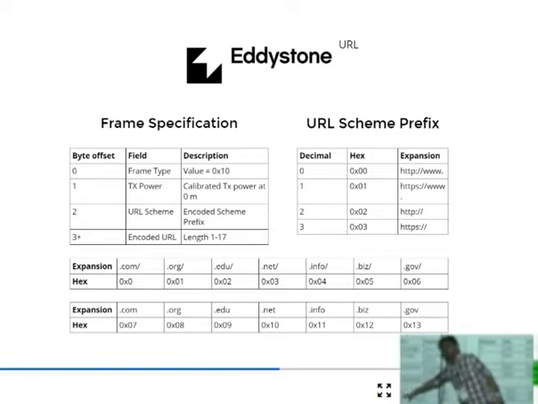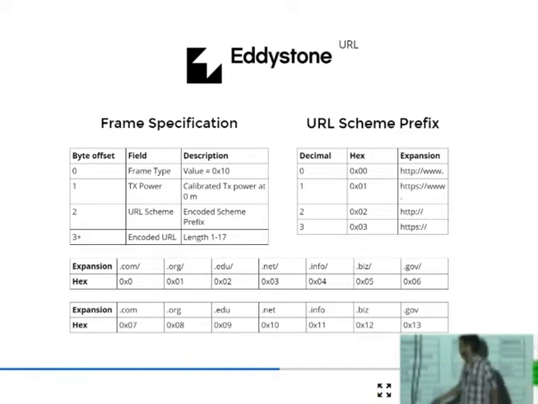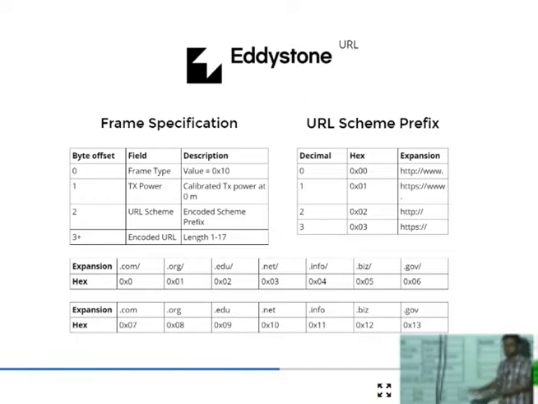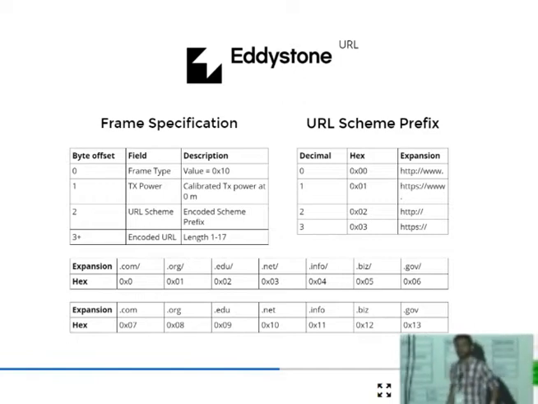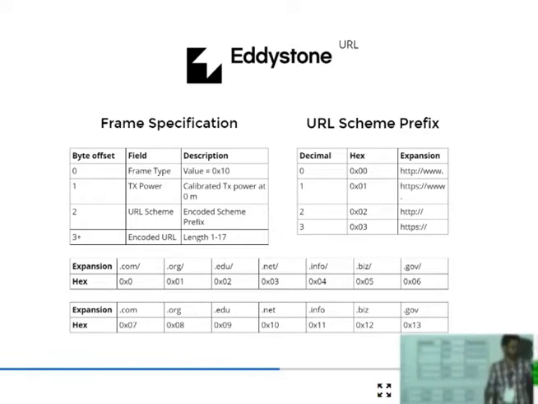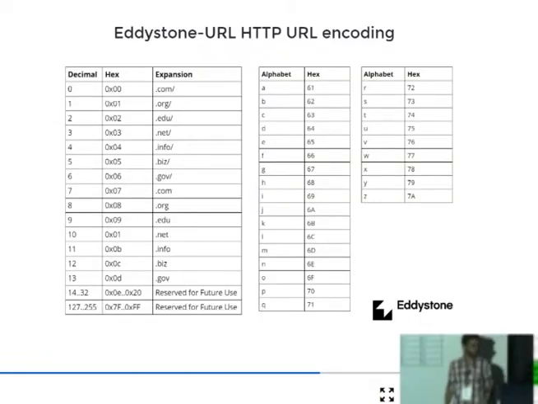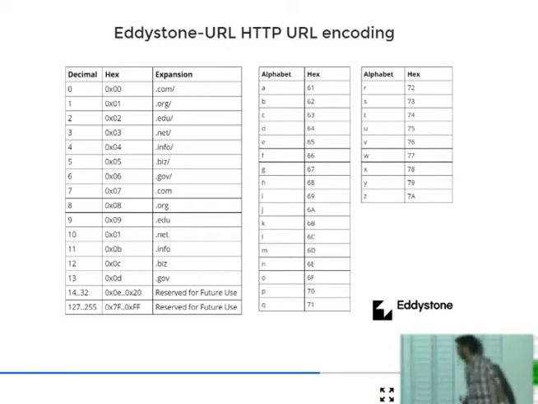If you have a complete path, like let's say google.com/search/something, then you will be using this value for .com. And if it's just google.com, you are going to use 0x07. It's that simple. You just need to convert those URLs into these specifications and then transmit the data using an Eddystone beacon. It's the same table from the previous slide, and these two tables describe what the values of A, B, C, D, A to Z are in hexadecimals. So you can just use these tables and convert them.